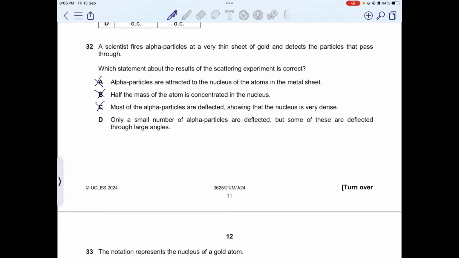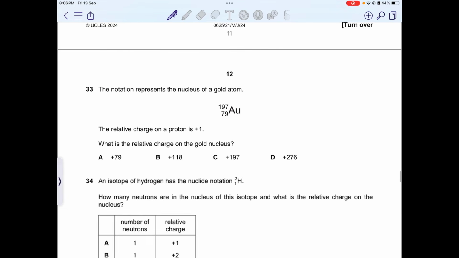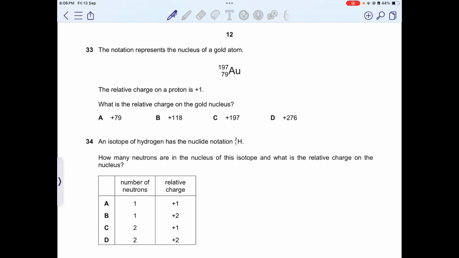Option D says only a small number of particles are deflected. Yes, because the nucleus is very small, so it cannot do so for all. But when these are deflected, they deflect at very large angles because the nucleus is indeed very dense. So 32 is D. Now 33, the notation represents the nucleus of a gold atom.